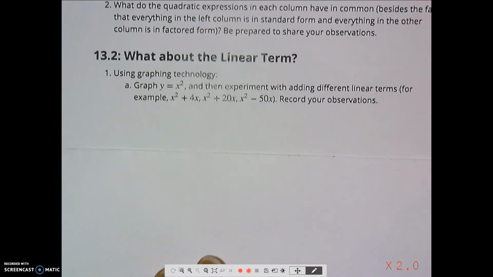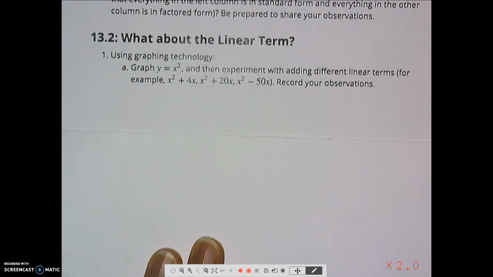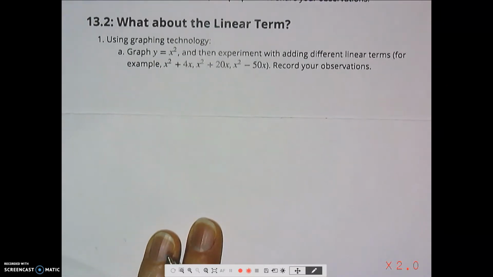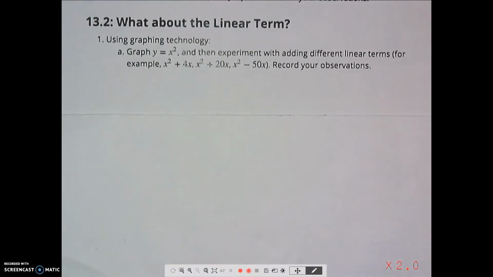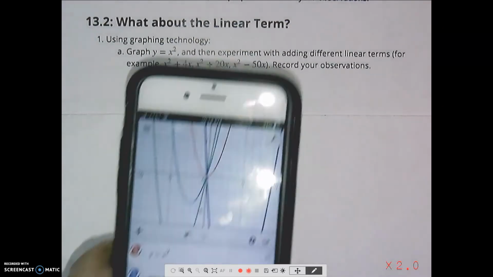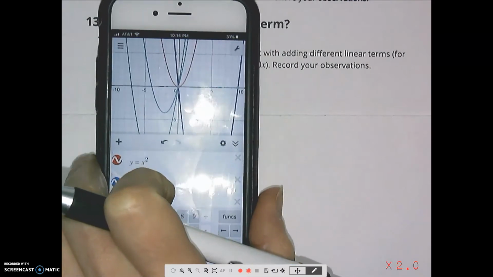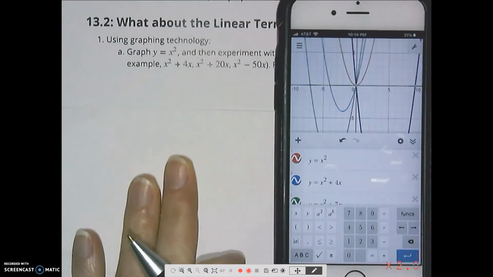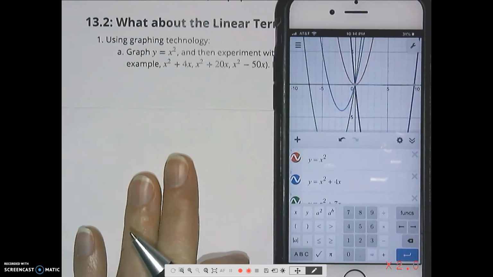So the next thing we're going to do is look to see what the linear term actually does to the graph of this. So it asks us to graph y equals x squared and then experiment by adding different linear terms to this and record our observations. So I've already done this here where I typed some of the values. I'm actually going to move it over here. Some of the values that they gave us in the question.